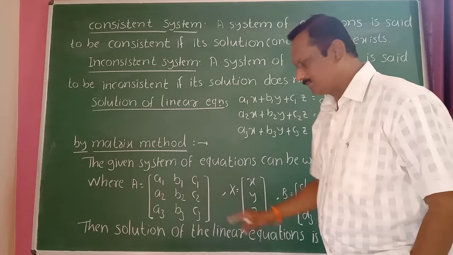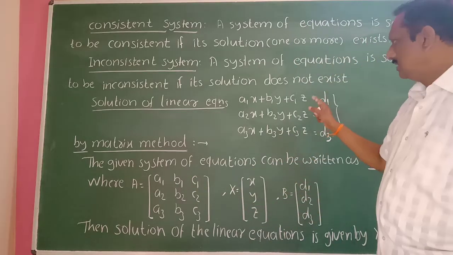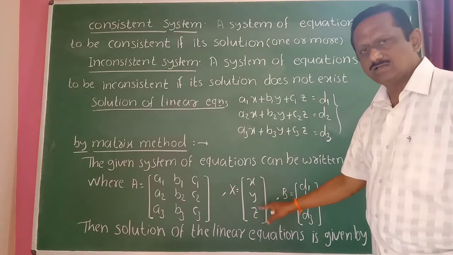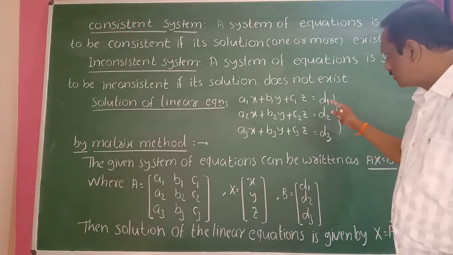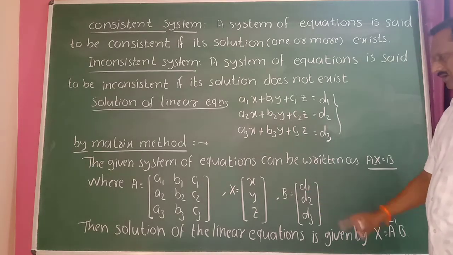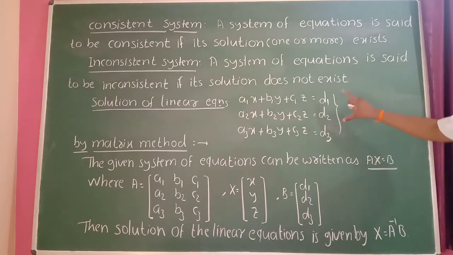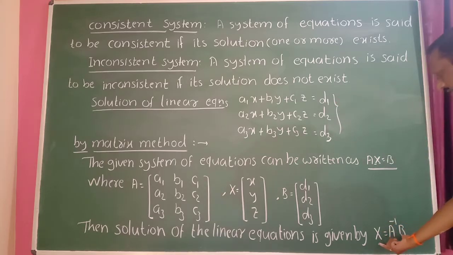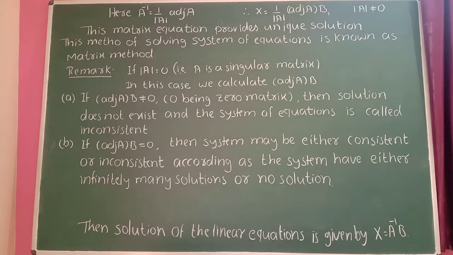This is a square matrix. And a column matrix X equal to x, y, z, these are the variables. And B is equal to the right side terms, d1, d2 and d3, the constants, again in a column matrix. Therefore, every system of equations can be written in this form. Then its solution is given by X = A inverse B. So here X = A inverse B is the solution.